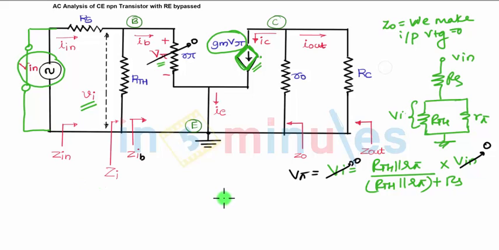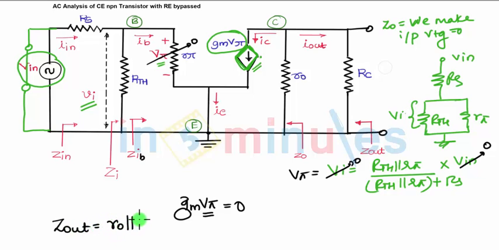So this value will become 0. When V pi is 0, what is my dependent current source? gm into V pi. If V pi is 0, gm into V pi will be 0, right? That means the current flowing is 0 in that case. There is no current, that means open circuit. So the total resistance seen from this point is nothing but the output resistance Zout, which will be small ro parallel to Rc. This is how we are finding the output resistance.